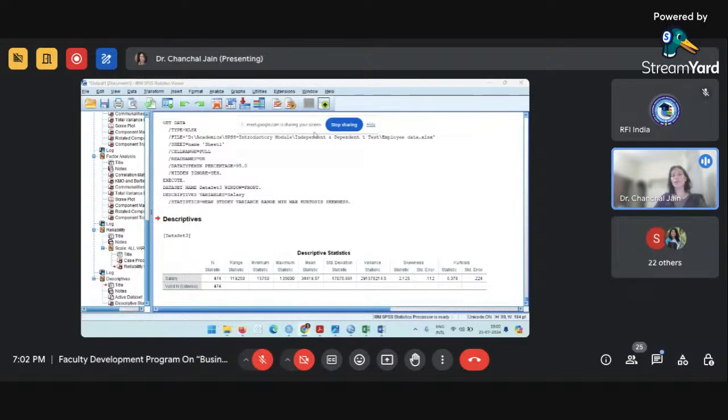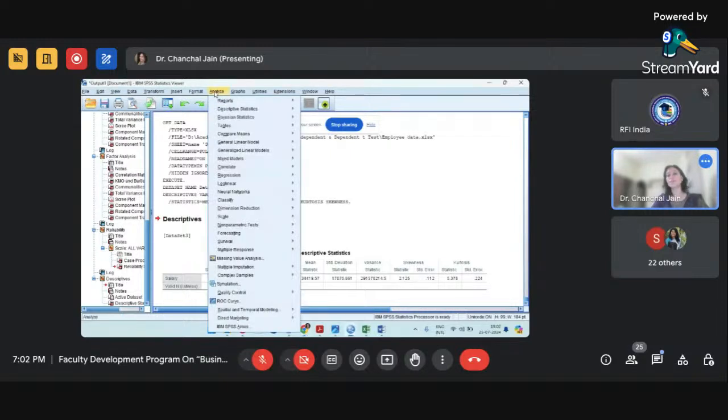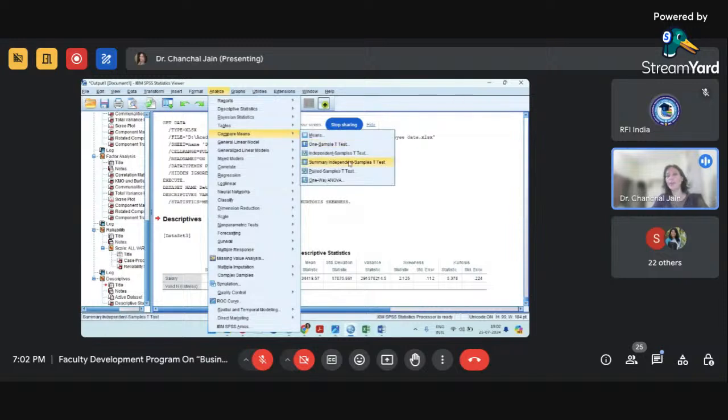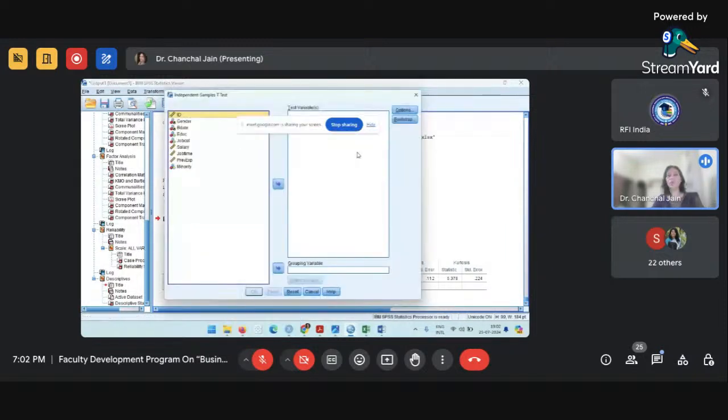Further, if I want to talk about how to perform the T test, you can go to Analyze, go to Compare Means, and select the Independent Samples T Test. Now you can shift your one variable, that is salary, which you want to test, into the Test Variable box. I think gender will create some problem. It's showing me AA. I need to check what the problem is.